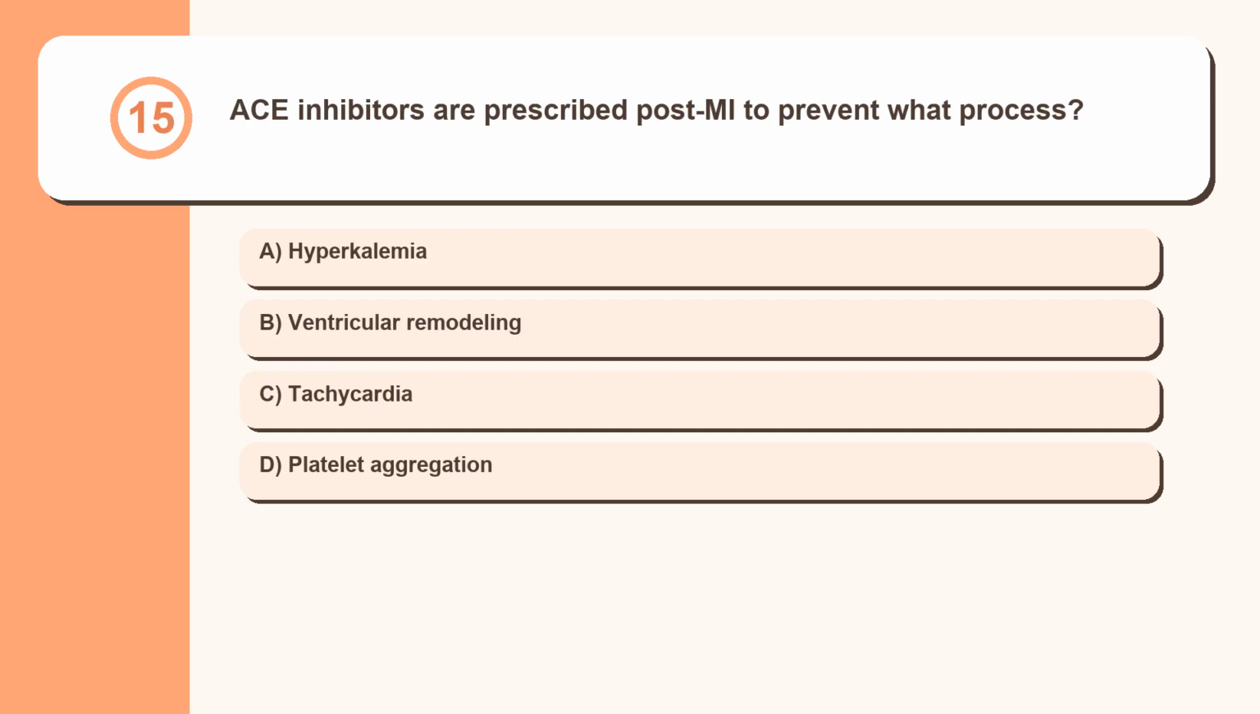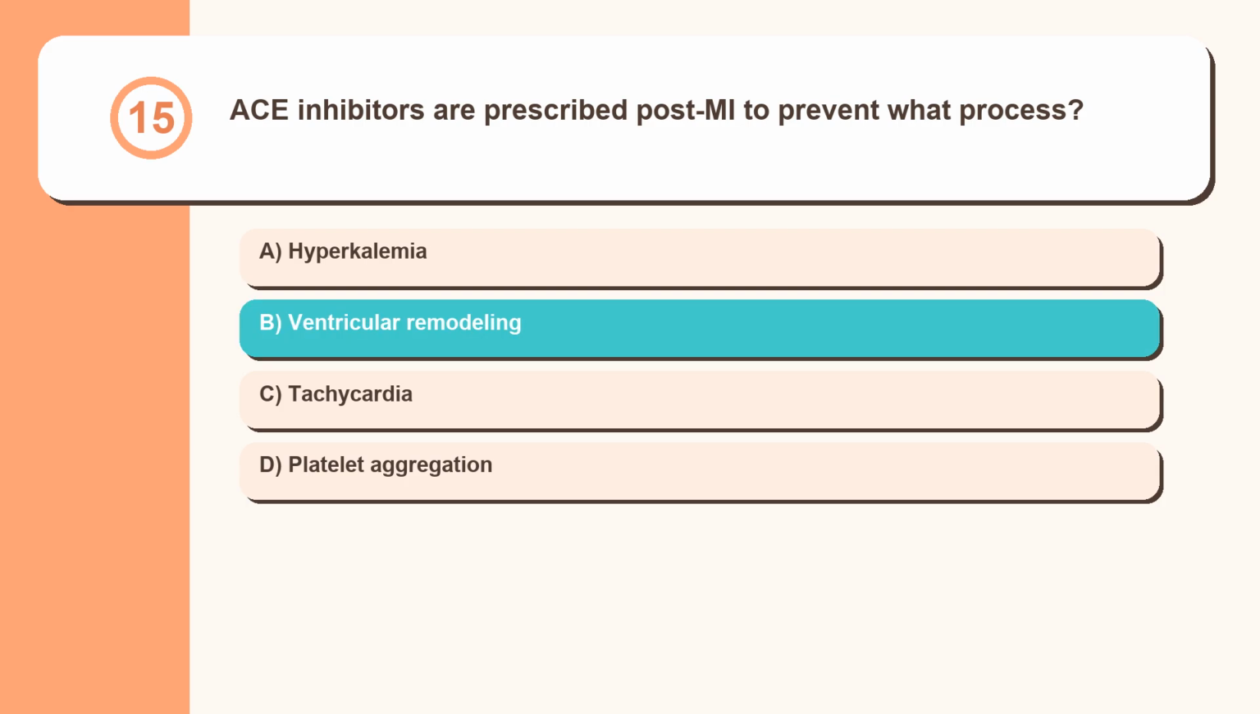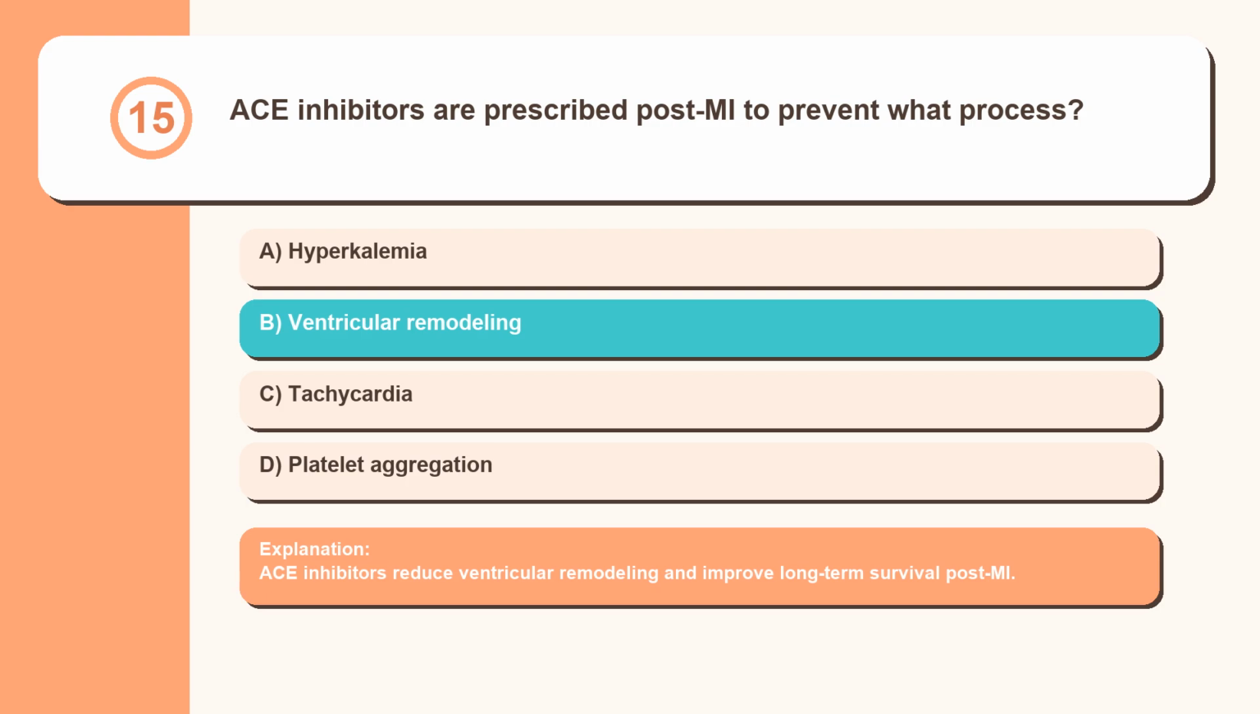Question 15. ACE inhibitors are prescribed post-MI to prevent what process? Hyperkalemia, ventricular remodeling, tachycardia, platelet aggregation. ACE inhibitors reduce ventricular remodeling and improve long-term survival post-MI.